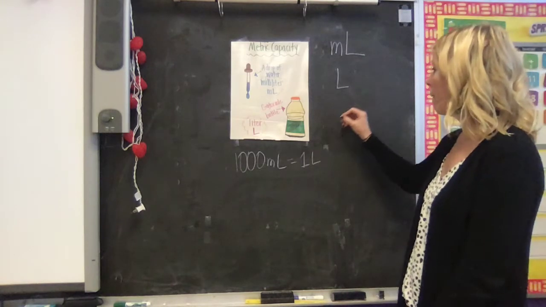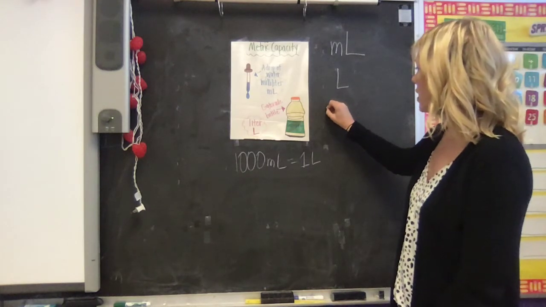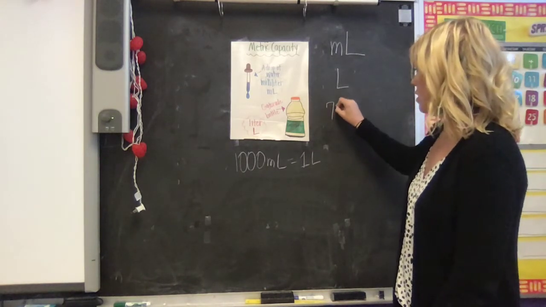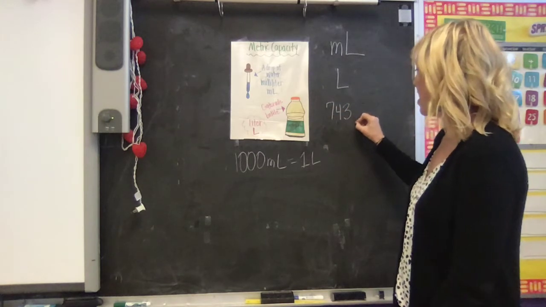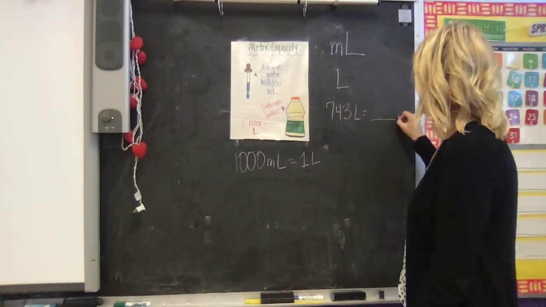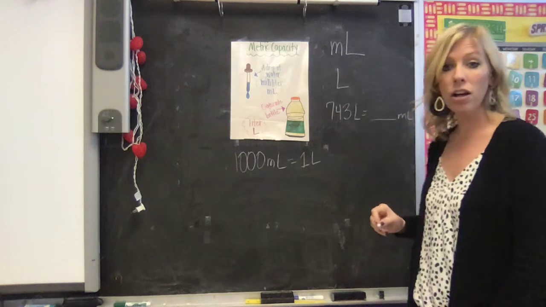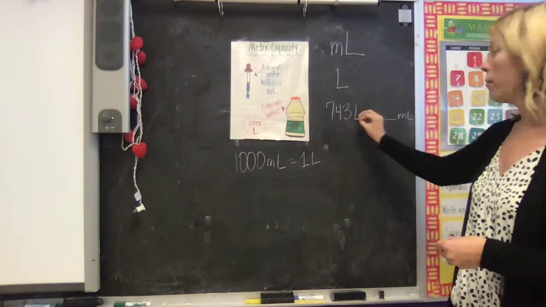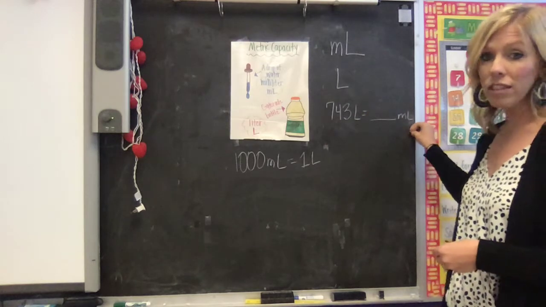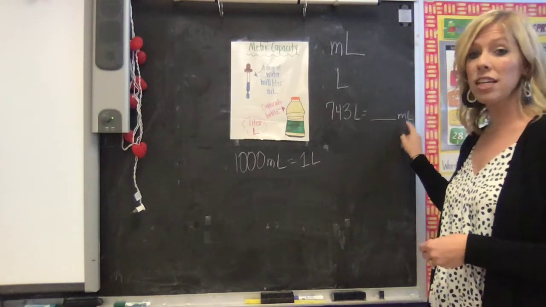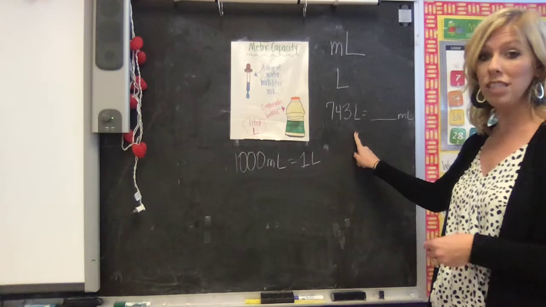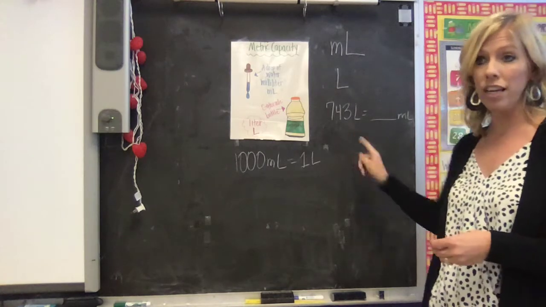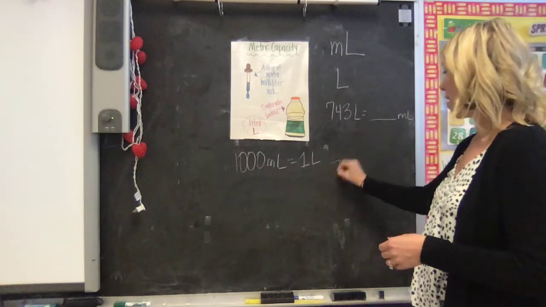So if I have 743 liters, how many milliliters is that going to be? Well, if I know that there are 1,000 milliliters in a liter, and I'm going from bigger to smaller, this is going to be a very big number, because it's going to take a lot of little drops to equal 743 liters. So I'm going to multiply by 1,000.